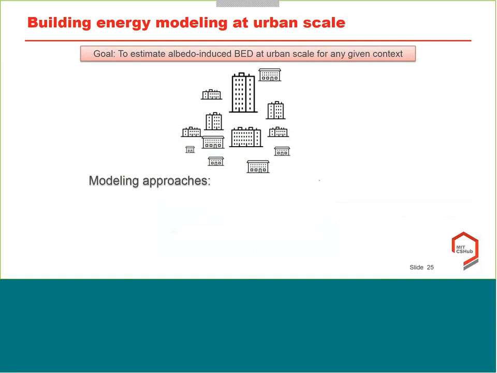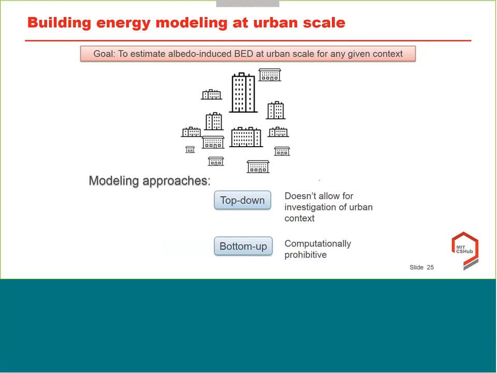There's a couple different ways in which people have tried to do this, and basically there's a top-down approach and a bottom-up approach. A top-down approach would be where you look at very aggregated data from across the city, whereas bottom-up means you try to look at individual buildings and then scale it up, right? The top-down is challenging because it's hard to look at specific neighborhoods and how context changes across those different neighborhoods, whereas the bottom-up is really computationally prohibitive. And so what we did is we used a hybrid or combined approach of both of these.